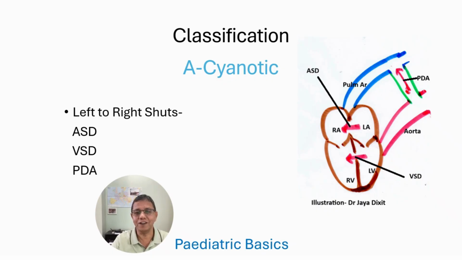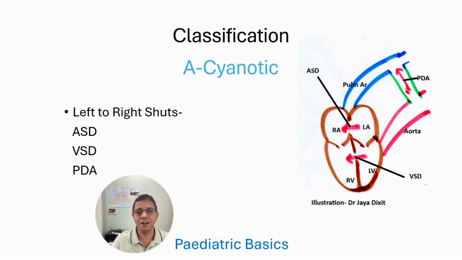Anyway, classification of heart diseases in children. You can divide them into congenital heart diseases and acquired heart diseases. Congenital heart diseases can be divided into acyanotic congenital heart diseases or cyanotic congenital heart diseases. Within the acyanotic congenital heart diseases, as you can see in this particular picture, there is atrial septal defect, ventricular septal defect, and patent ductus arteriosus.